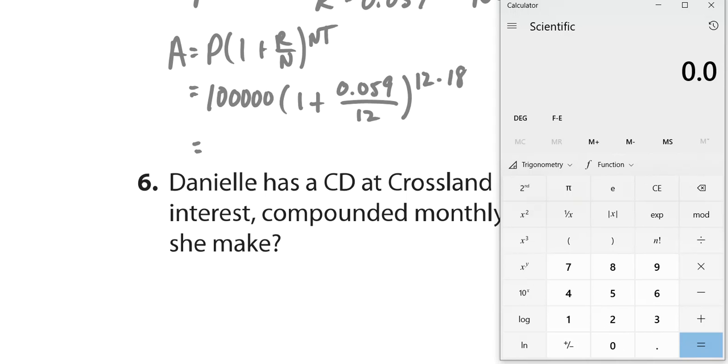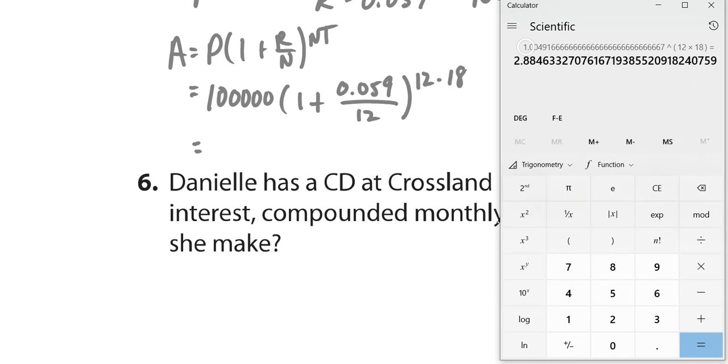In the innermost parentheses, I'll take the 0.059 and divide it by 12. Then I will add 1 to that. And of course, in between all of these steps, I'm just pressing the equal sign, but I'm not clearing my calculator. This decimal is the result for the innermost parentheses, so I need to raise that to a power. Now the power is the result of 12 times 18, so I'm using my parentheses to complete that computation.